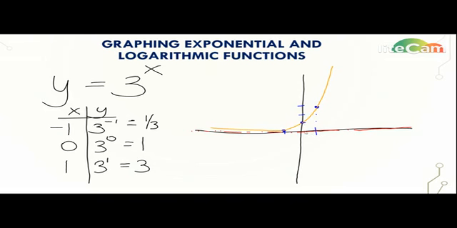All right, so watch, we're going to do it again. When you start to shift it, that asymptote line is going to shift with the graph. Okay, so we have graphed our exponential function. Let's move on.